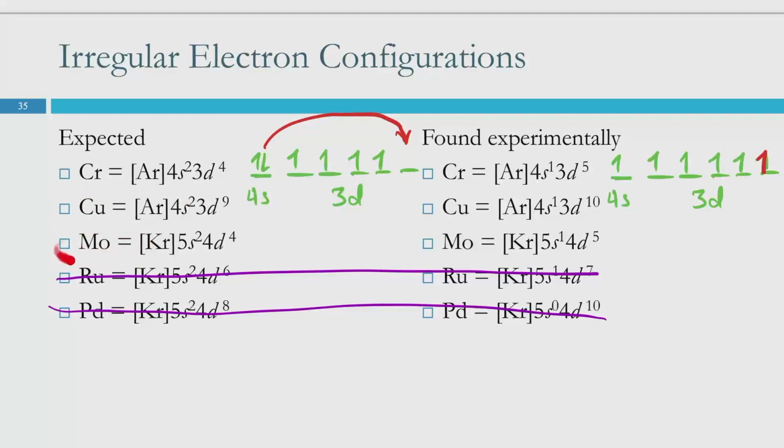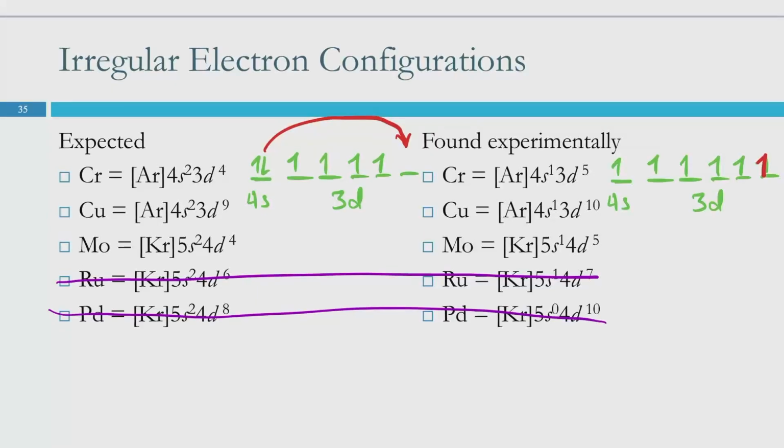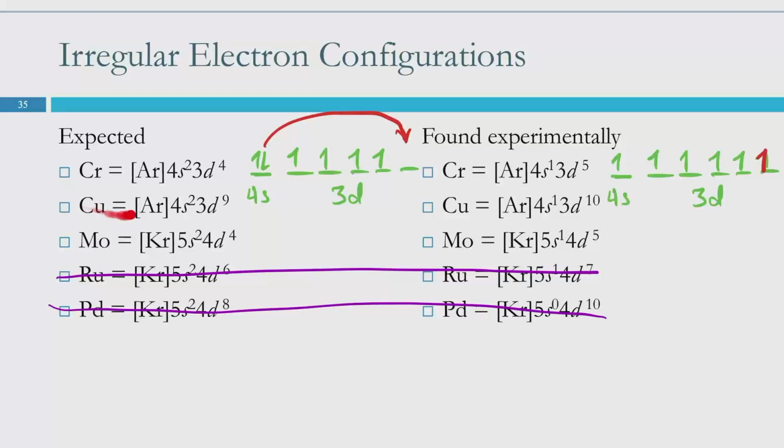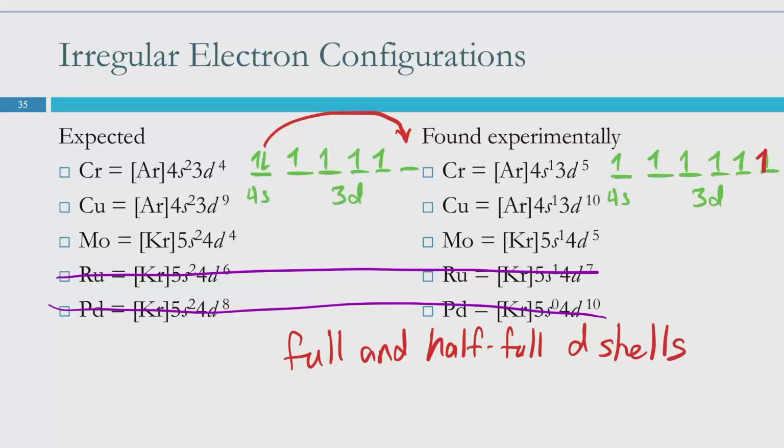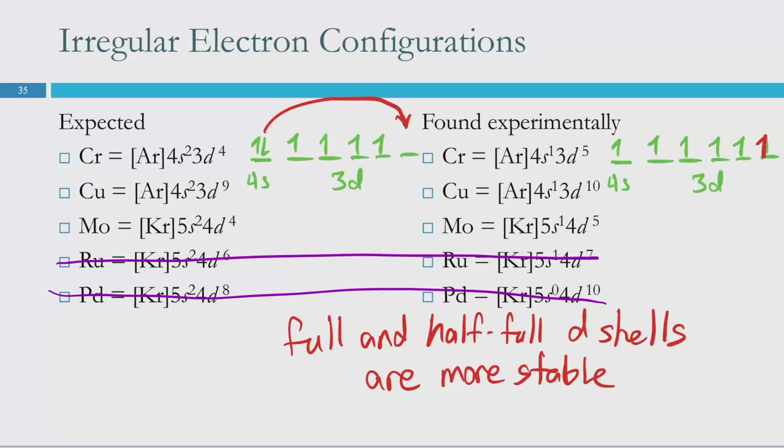It's a similar thing that happens for copper, and molybdenum, ruthenium, and palladium are weird, so I wouldn't expect you to remember those. In the case of copper, instead of half full, it's a full 3D subshell. The reason for that is that full and half full D shells are more stable. So you might get one of these, probably not, might show up on an exam. Questions? Okay, on to lecture 2 in the lab.